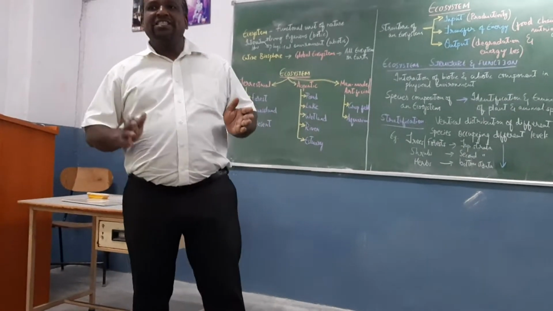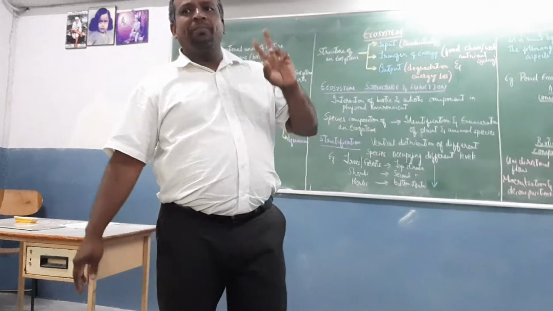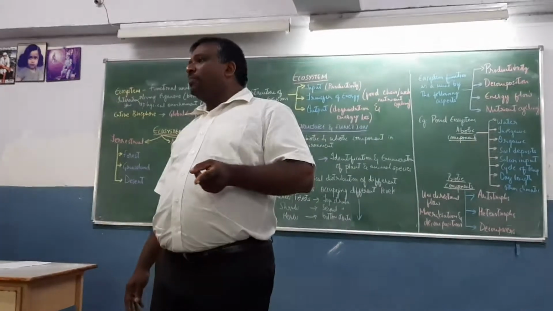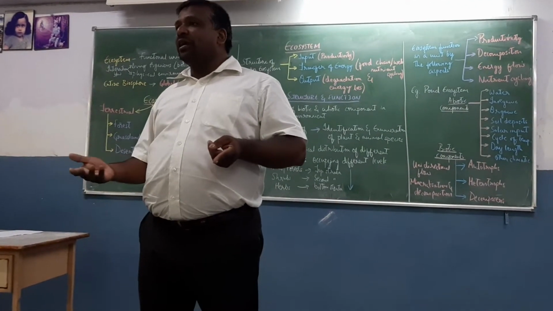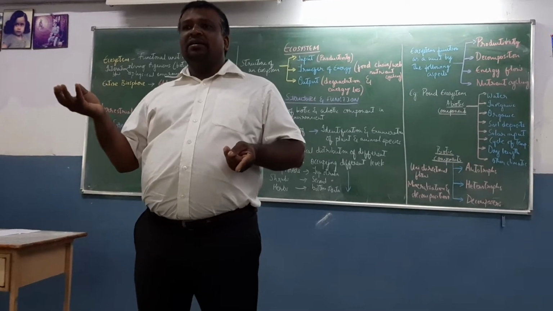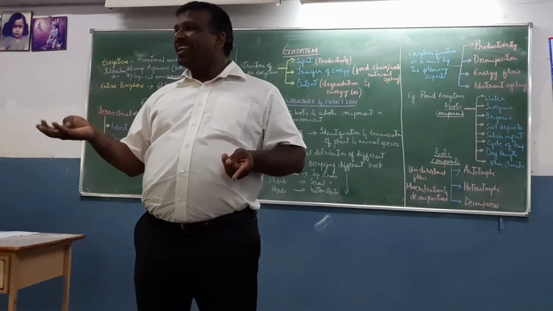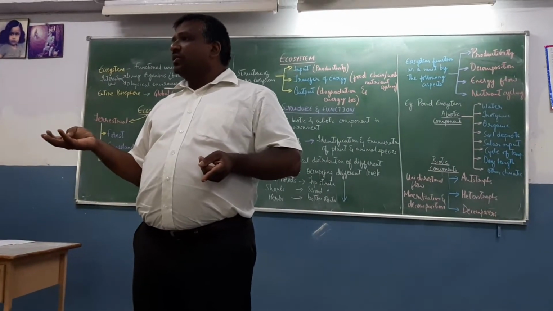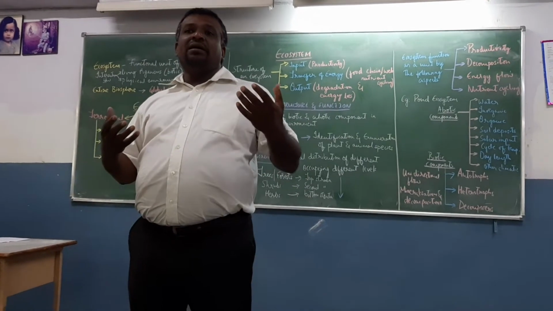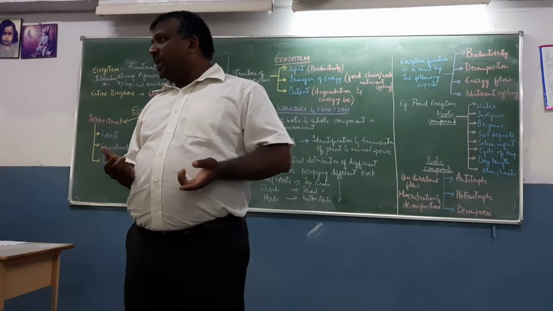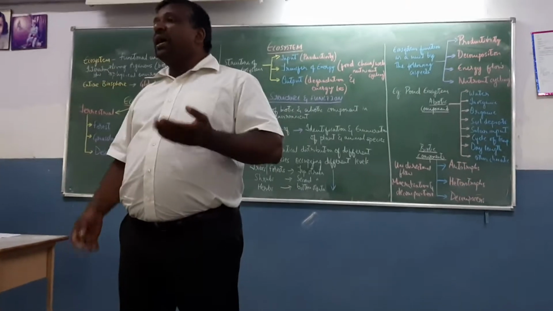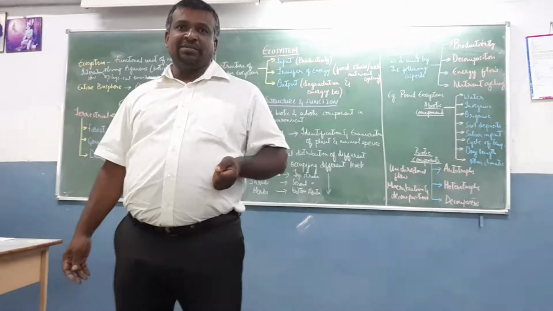When we are talking about a natural ecosystem, it consists of two components. Abiotic components. What can be the abiotic components? Water, soil, air. So these are all the abiotic components that you have to remember about. Biotic components are living organisms.